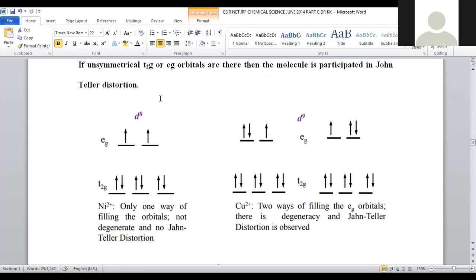In the case of the d8 system of nickel 2+, how many electrons? 8 electrons are there. Being octahedral, the t2g orbitals lie at a low level, and the eg energy is raised in this manner.